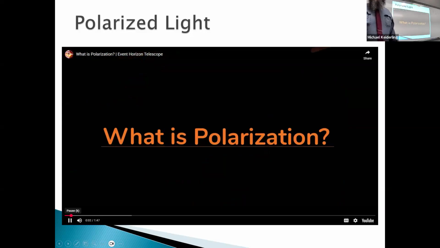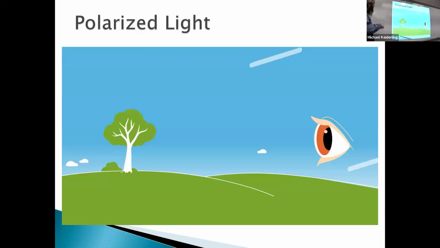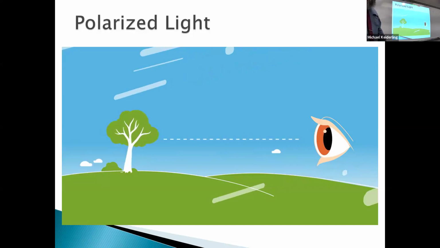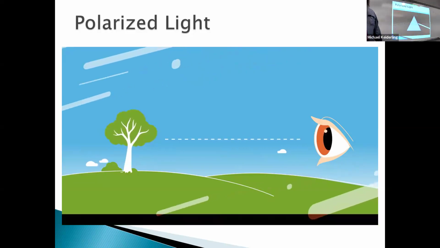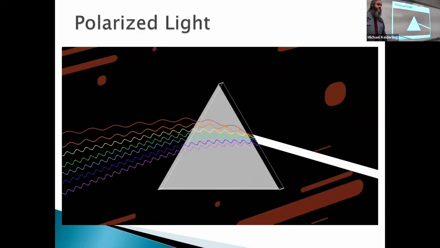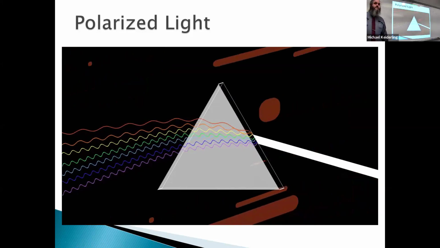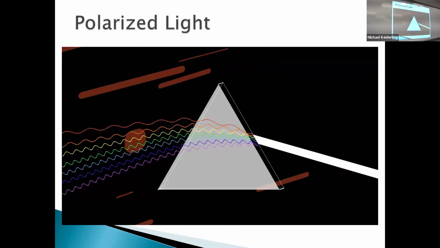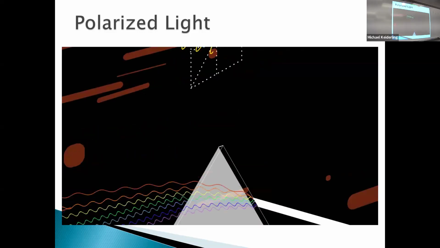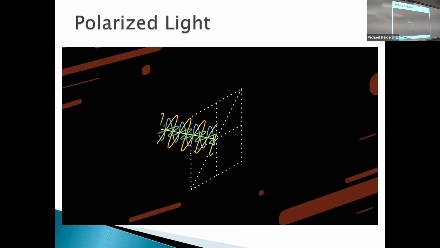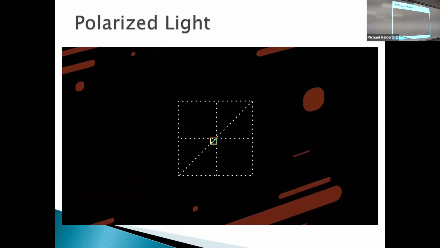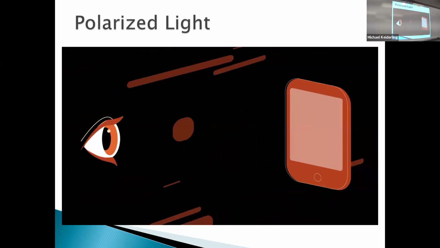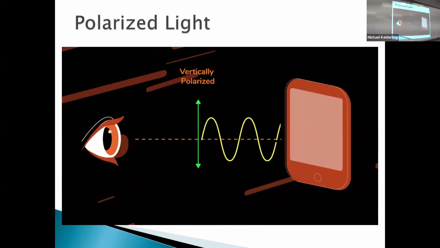What is polarization? Light bouncing off objects allows us to see them. Light is an oscillating electromagnetic wave. We see different frequencies of that oscillation as different colors. The electric field component of a light wave can oscillate in any direction perpendicular to the direction of travel. Light from the sun oscillates in all directions. We say it is unpolarized. If the waves have a preferred direction of oscillation, they are polarized. For example, light from your phone is vertically polarized.